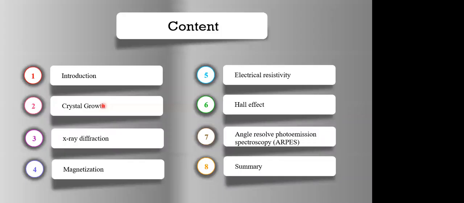So let me start with the content that I put in this talk. We first go to the introduction, then we'll talk about the crystal growth part, then basic characterization such as X-ray diffraction, then magnetic and electrical transport measurements, and at the end I'll show you some ARPES data which reveals the presence of Dirac-like linear band crossing near the Fermi level.